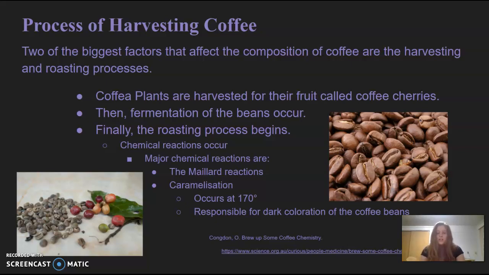The Maillard reaction is a series of chemical reactions that I will get into in the following slide. But following the Maillard reaction is caramelization. This usually occurs at around 100 degrees Celsius, and this is responsible for the dark coloration of the coffee beans.